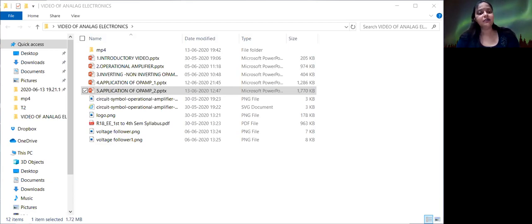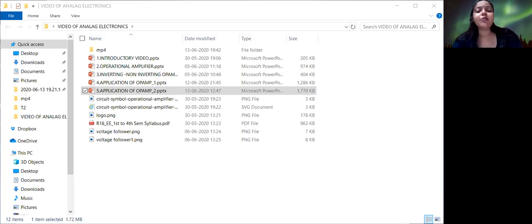Let us first start with the integrator circuit. So what is an integrator circuit? As the name implies, an integrator circuit gives an output voltage which is proportional to the integration of the input voltage. We are using an op-amp, and the output voltage is proportional to the integration of the input voltage, right? So an op-amp integrator is an operational amplifier circuit that performs the mathematical operation of integration.